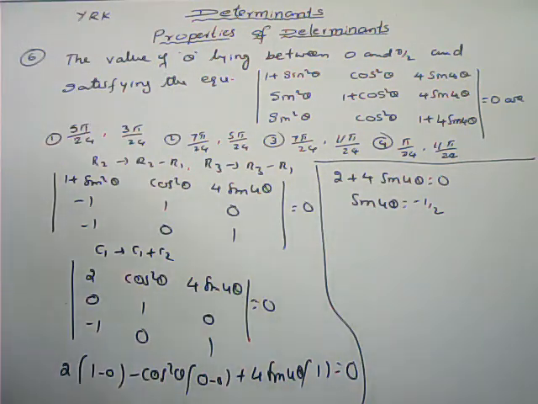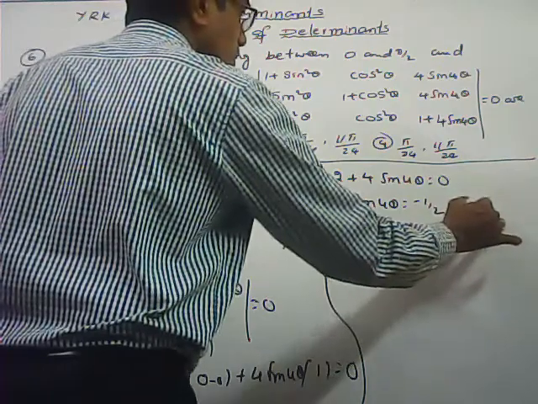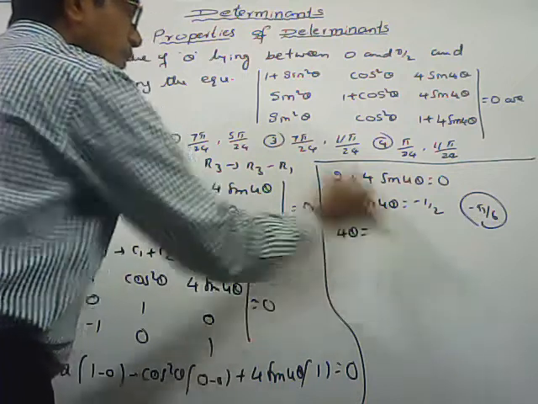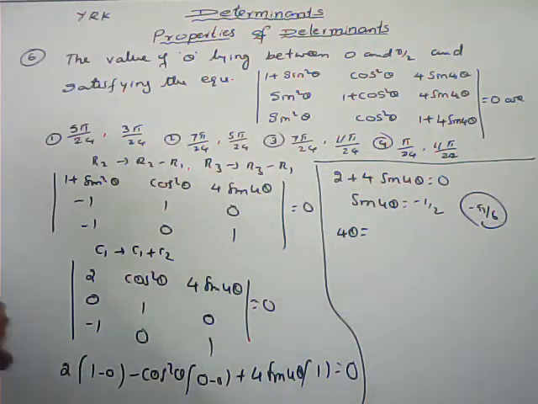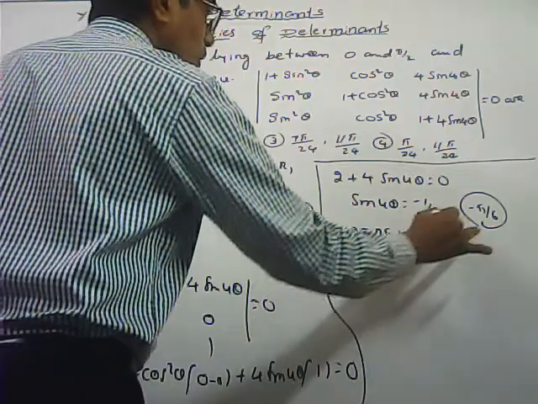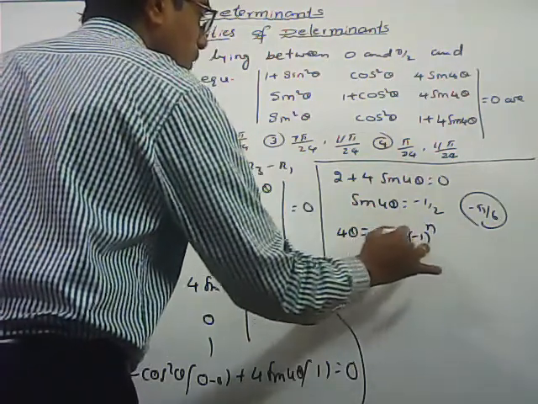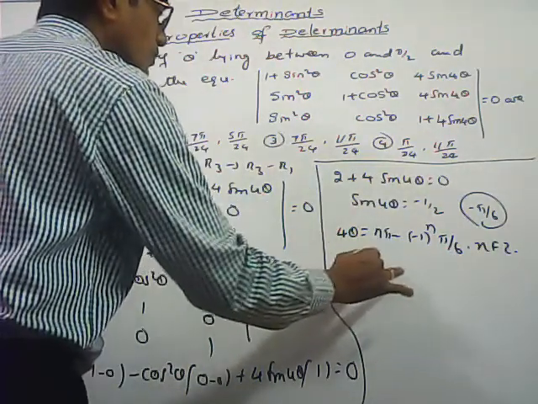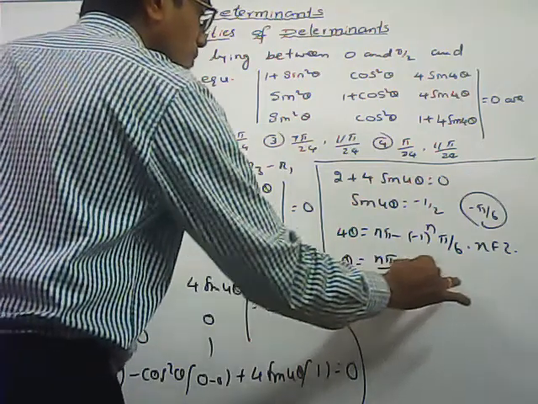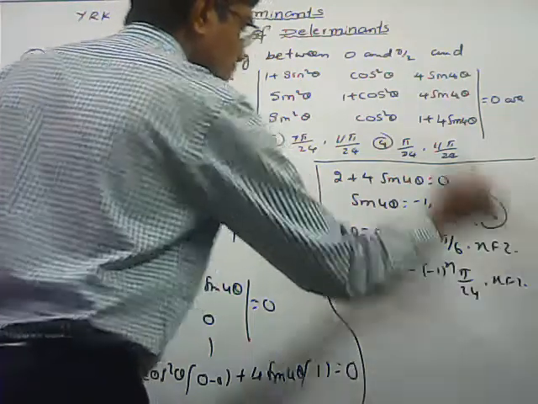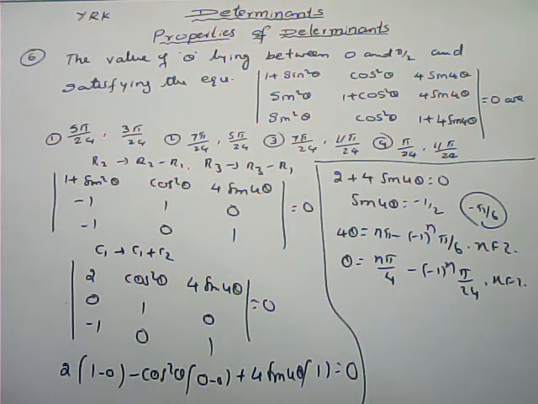What about the principal angle here? Principal solution for minus 1 by 2 means minus pi by 6 you can write. So what about the general solution? In the place of theta, 4 theta is there: n pi plus minus 1 whole power n into alpha. Alpha is minus pi by 6, where n belongs to Z. Theta is equal to n pi by 4 plus minus 1 whole power n into pi by 24, n belongs to Z. Here we want the angles in between 0 and pi by 2.